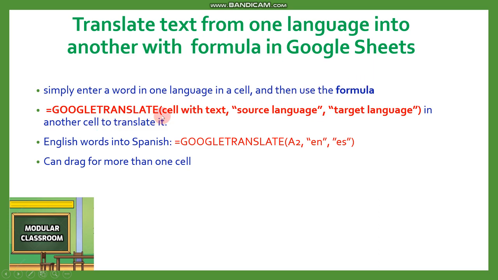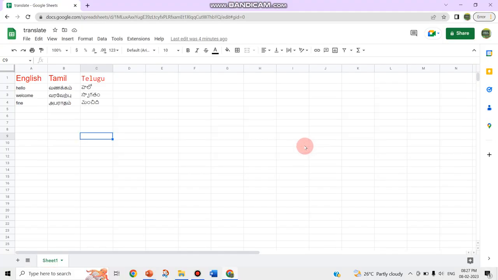For that, you have to simply enter a word in one language in a cell and then use the formula Google Translate, where the cell is with the text, comma, source language, comma, target language. So for English words into Spanish, for example, Google Translate A2, EN, ES, and also we can drag it for more than one cell. Come on, let's see with an example. So this is how this is possible.